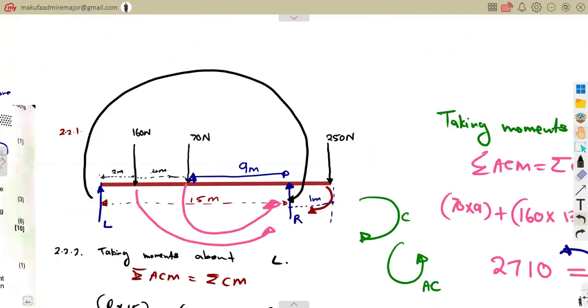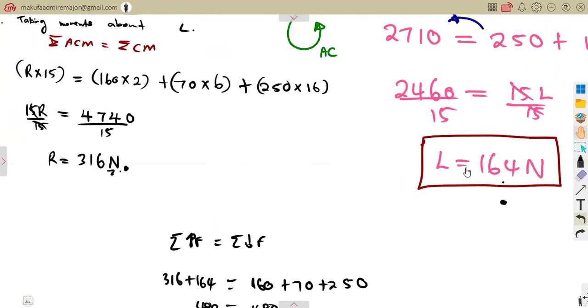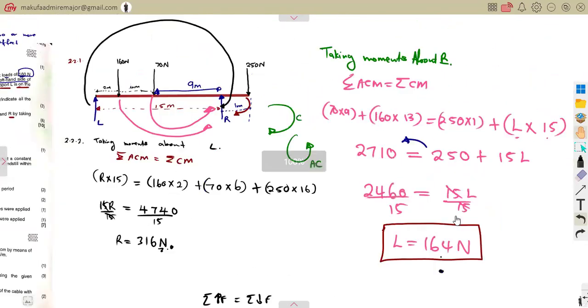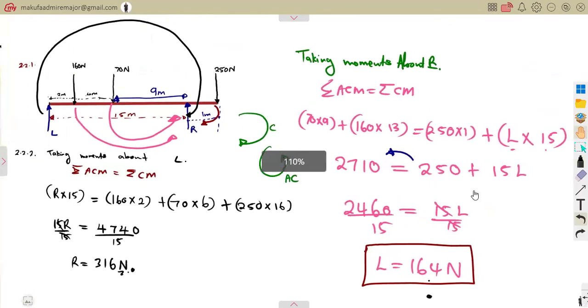Is it equal to what is going down, which are those point loads that we are given? So the point loads, we are adding everything: 160, 70, 250. If you add these three, what are you going to have? That was going to be 480, and this was going to be 480 also. Meaning to say, our calculations are correct. This is just to make sure that you are on the right direction, guys. Remember, this is an exam. You have no one to say this is correct.